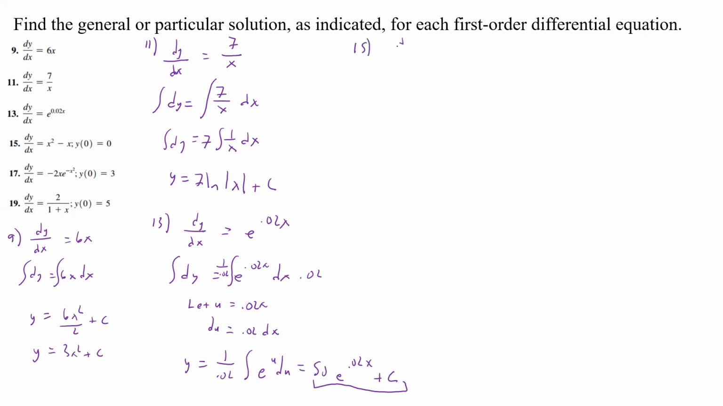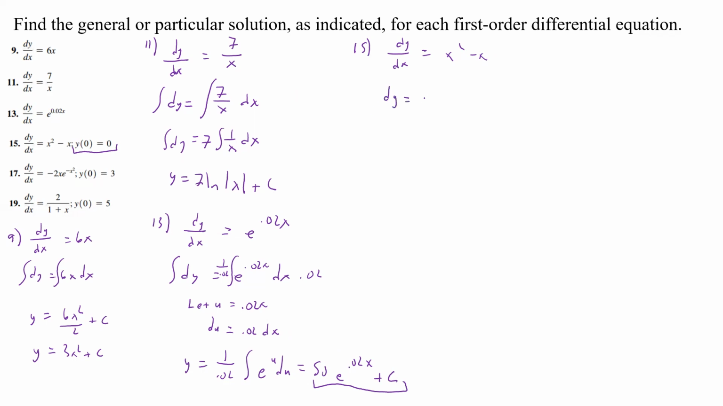So here we have dy/dx equals x squared minus x. Now this time we have a specific point, so we're going to have to come back and figure out what c is once we get this done. All right, so now if we multiply both sides by dx, we'll get dy equals.